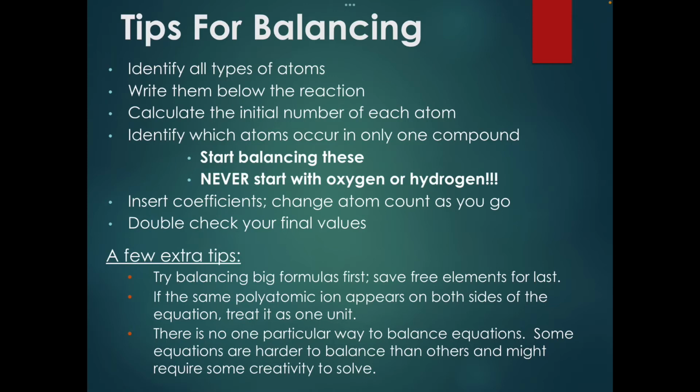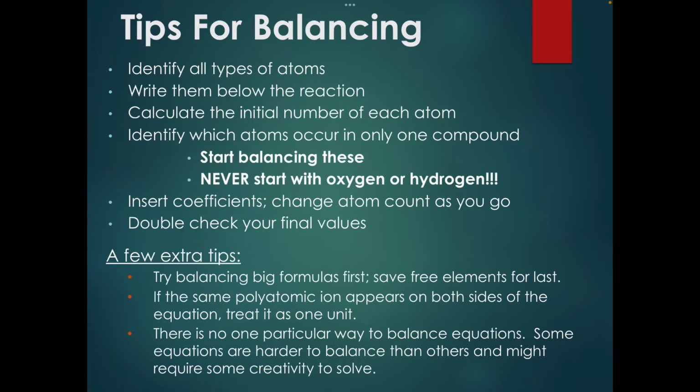Okay? When we start balancing, we want to start with the atoms that only appear once on each side. If you have something like hydrogen or oxygen that appears multiple times on a side of an arrow, do those last. They will normally sort themselves out along the way, but if you try to start balancing things that show up in multiple places from the beginning, it tends to make your life really hard.